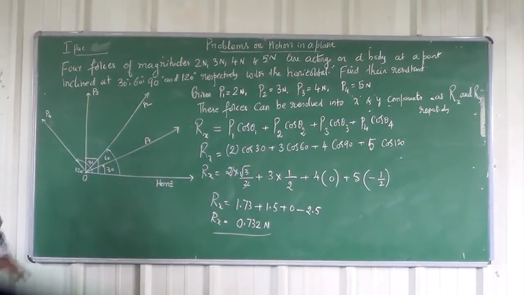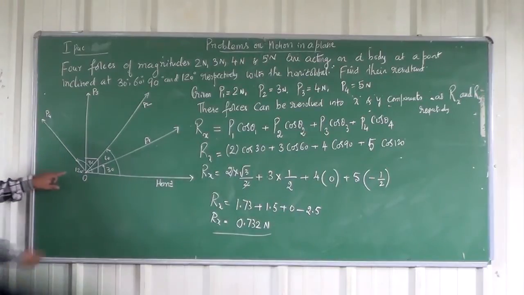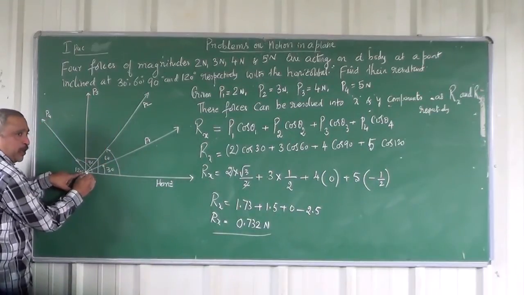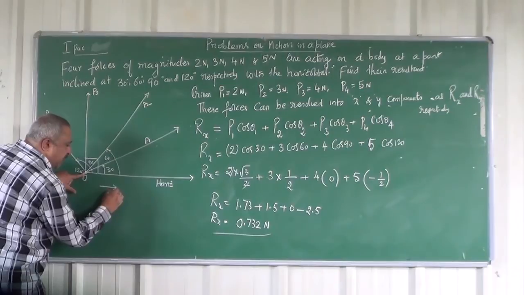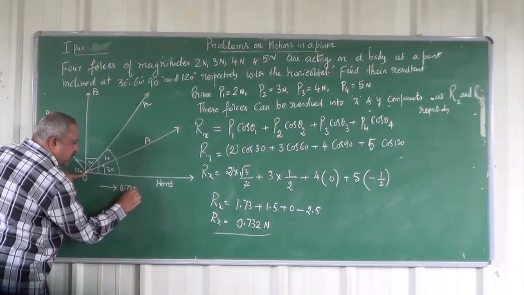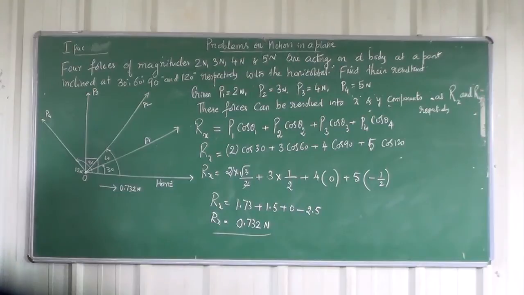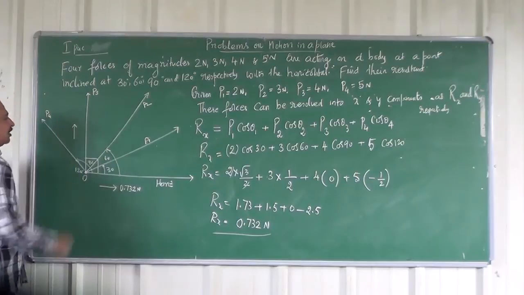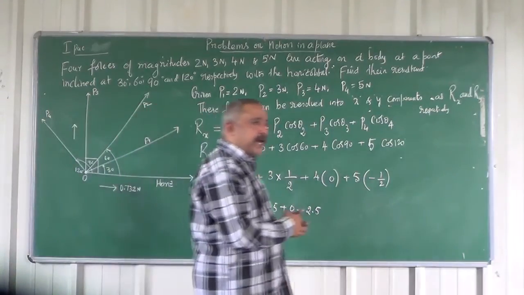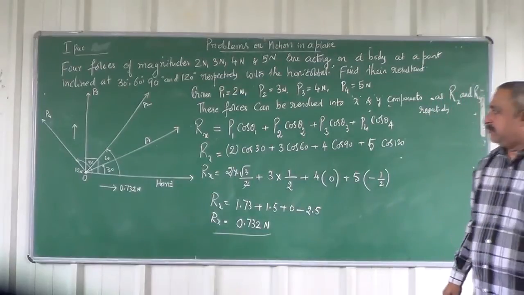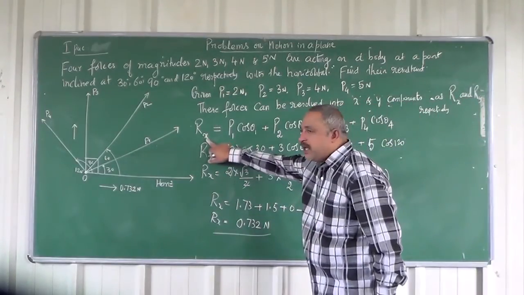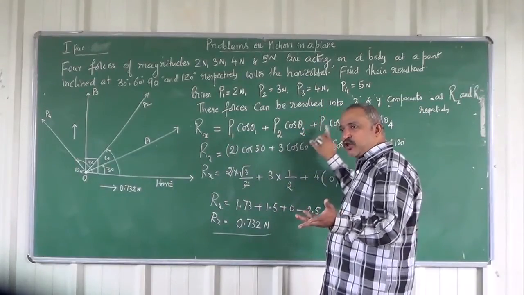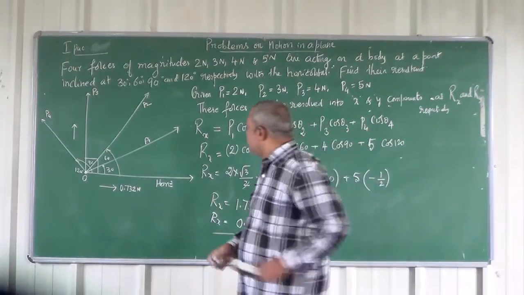What is this 0.732 newtons? This is the total horizontal force acting at this point O. So in this way, the force acting is 0.732 newtons along the x-axis. Now you need to find the net force, or the sum of all the y components, acting at the point O. For that, what is the formula? Ry equals P1 sin theta 1 and so on. Can you do that? Yes.